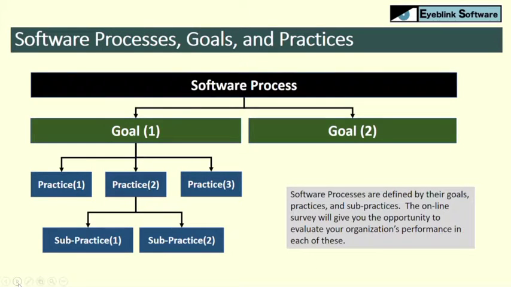Software processes are defined by their goals, and you see 2 here. Practices, and there are 3 for goal number 1. And sub-practices, and there are 2 for practice number 2. The online survey will give you the opportunity to evaluate your organization's performance in each of these. The goals will be scored and accumulated against the processes. The processes will be scored and accumulated against the overall performance of the organization.